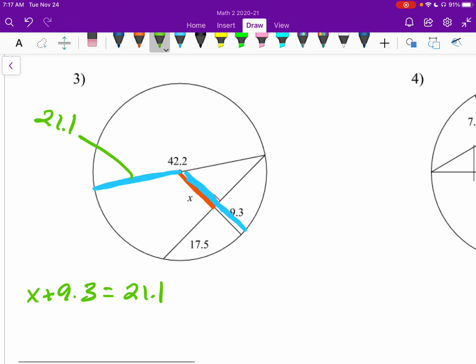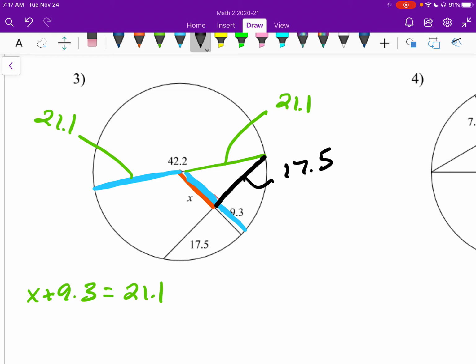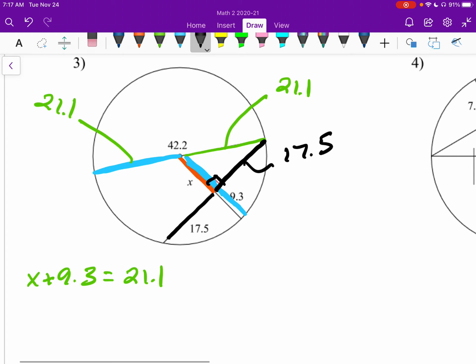There's one other way that we could go about solving it. We could say this piece here is 21.1. This piece here is 17.5 because the other piece is 17.5. And we have a right angle, so we could use the Pythagorean theorem. On some of them, you will have to use the Pythagorean theorem, but if you can avoid it, it would just be a lot faster for you. So I'm going to solve it using this green equation that I wrote. So I'll say 21.1 minus 9.3, and I get x is 11.8.